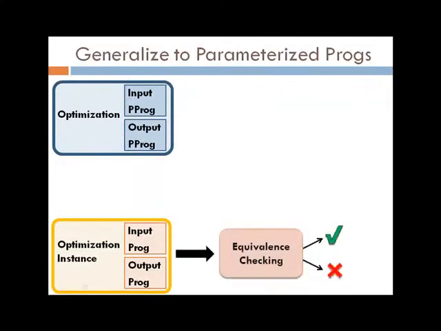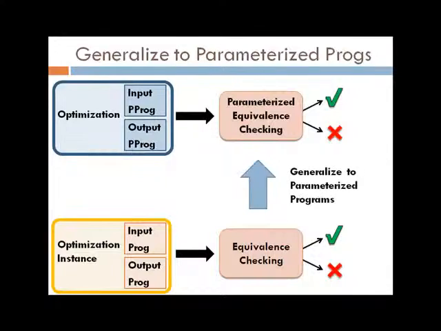Thus, while traditional translation validation determines the correctness of one instance of an optimization using an equivalence checker, we determine the correctness of an entire optimization by passing it to a parameterized equivalence checker, or PEC for short. Our PEC tool works by generalizing traditional translation validation techniques to the setting of parameterized programs.